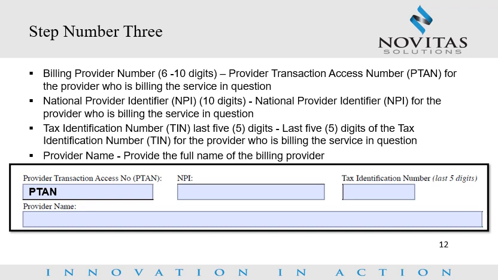The National Provider Identifier, or NPI, is a 10-digit number assigned to the provider who is billing the service in question. We will type in NPI to show as an example. The last 5 digits of the tax identification number, or TIN, for the provider who is billing the service in question. We will type in TIN to show as an example. The full name of the provider who is billing the service in question. We will type in provider or facility name to show as an example.